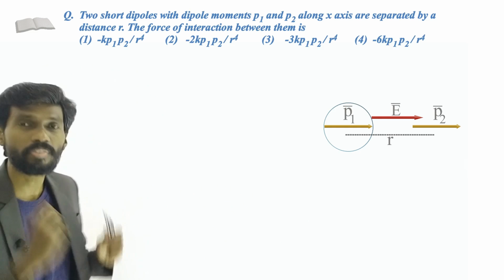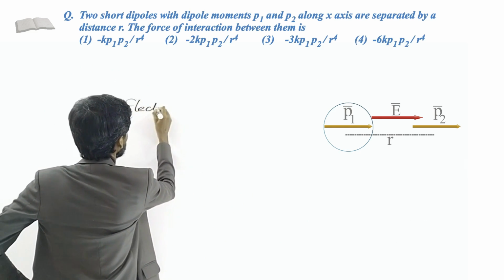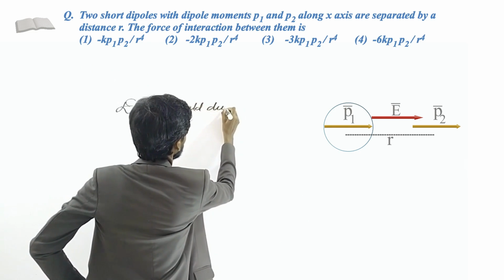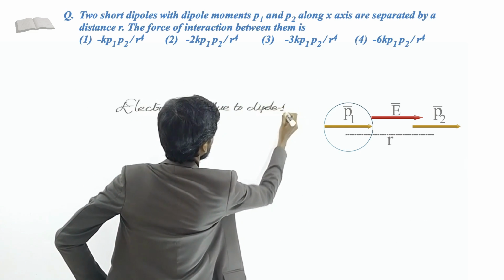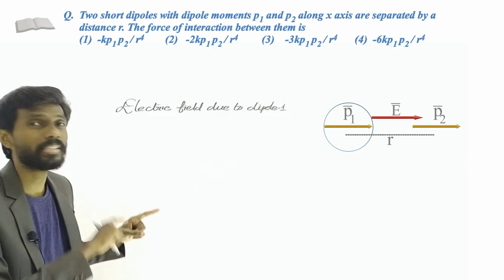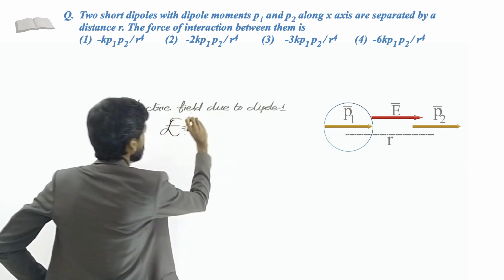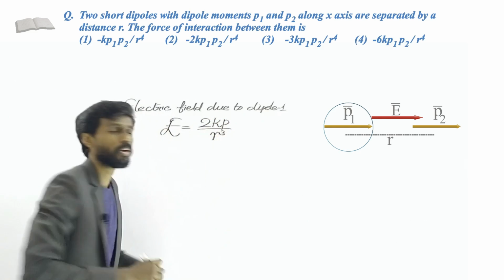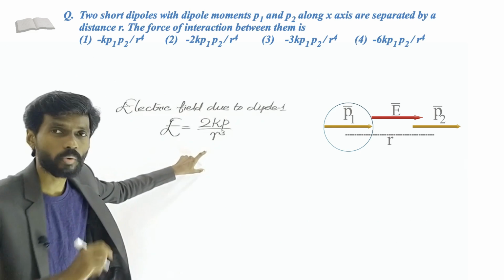First let us write the electric field due to, say, dipole 1. One of them is taken as dipole 1, so this one. Now the electric field due to that dipole at a distance r on its axis has a formula. So the electric field here is simply 2kP divided by r cube. That is the formula for the electric field due to a dipole at a point on its axis at a distance r. Electric field is known.